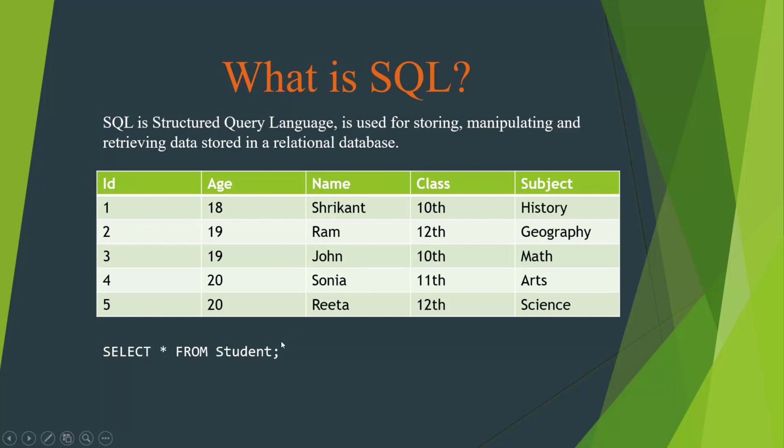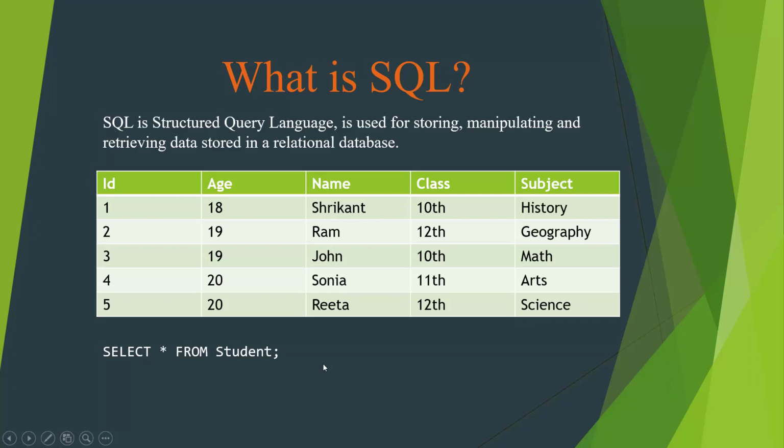When we have to extract data from the table, we generally write SELECT, which is a clause or keyword. Star means we want all the columns: id, age, name, class, subject. FROM is a clause, followed by the table name, which is student. All the information will be displayed when I implement this in any kind of SQL database like MySQL, PostgreSQL, or Oracle.